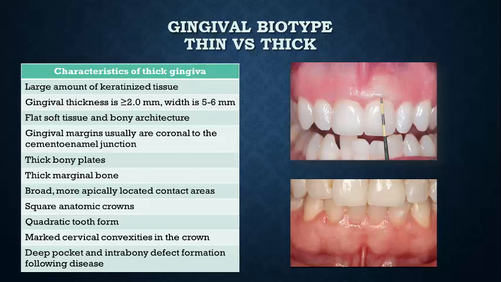Because also, as we will see during this lecture, when we have a thin soft tissue biotype, usually these people have a thin hard tissue biotype and thin bone. So also, it's very important to differentiate between these two kinds when we do the orthodontic treatment.